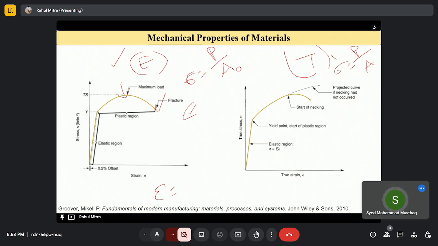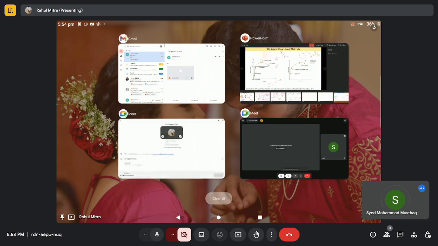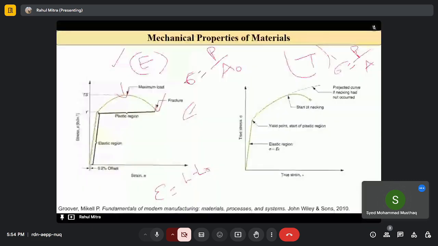For the engineering strain, the change in length is the instantaneous length minus the original length, divided by the original length. This is for the engineering strain, right? Just like I mentioned before, the stress strain curve has two regions. One is the elastic region, and the other is the plastic region.